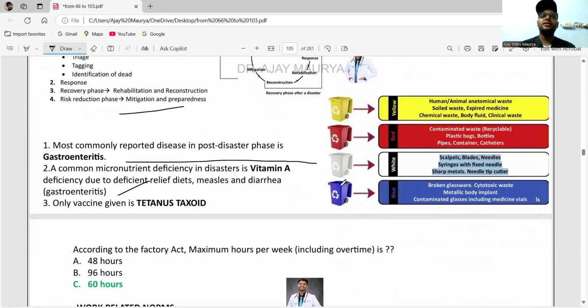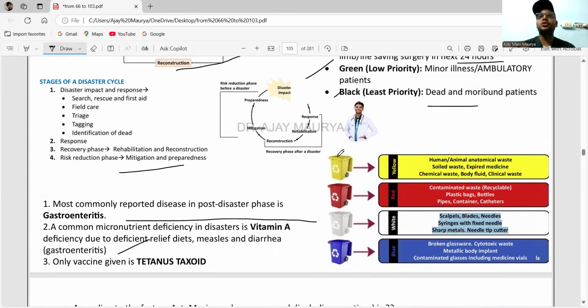The next one, see here. I think you guys know about this one, waste disposal: yellow, red, white, and blue. In yellow we keep human and animal anatomical waste, soiled waste, expired medicines, chemical waste, body fluid, and clinical waste. Contaminated recyclable waste, plastic bags, bottles, pipes, containers, and catheters go in the red one. Scalpel blades, needles, and syringes with a fixed needle you keep in the white, sharp metals.